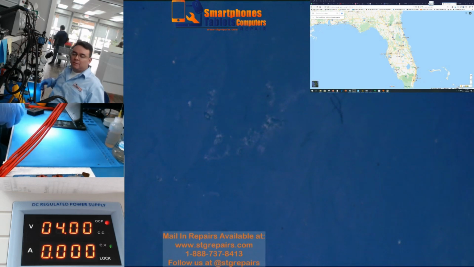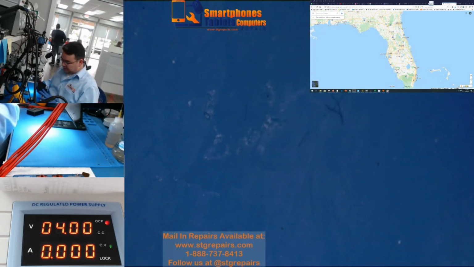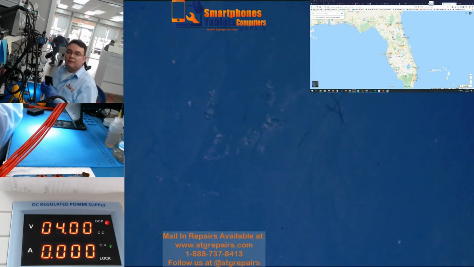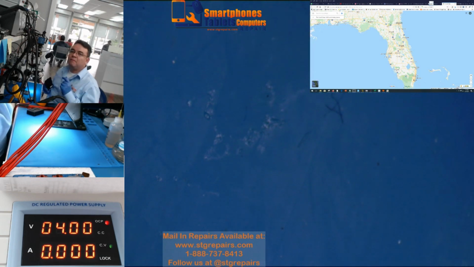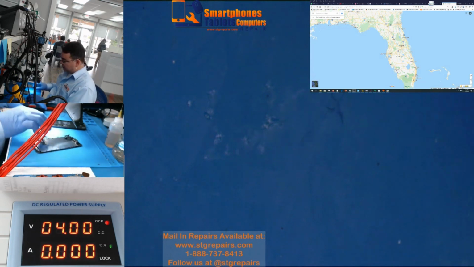Hello guys, today we're going to talk about iPhone 7. This is one of my best friend's phones, actually his son's. He lives in Tallahassee, so he was having issues with the charging. The battery was draining very fast, so he went to a store in Tallahassee, which is around 8 hours from here, from Miami, and they replaced the battery.